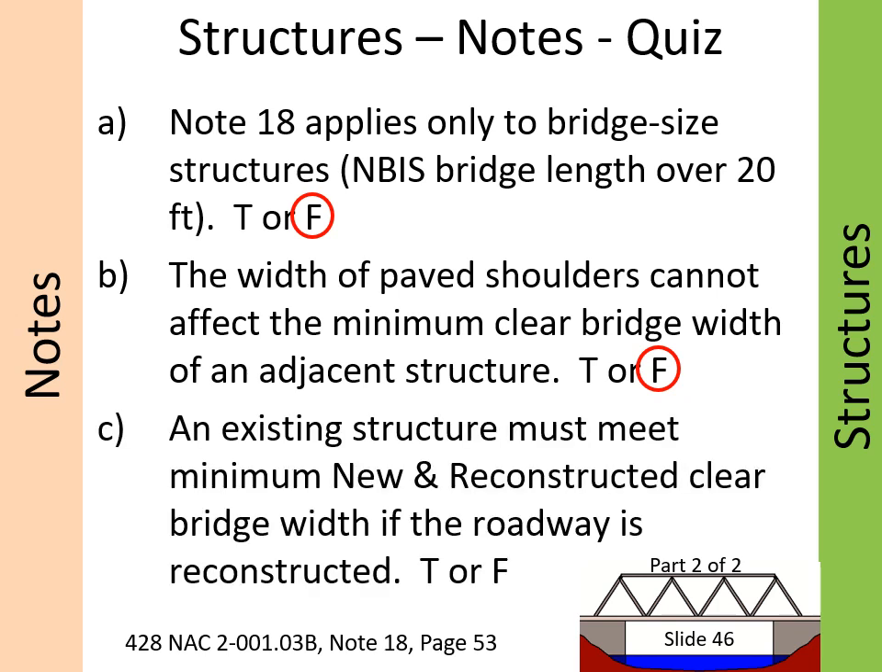Question C. An existing structure must meet minimum new and reconstructed clear bridge width if the roadway is reconstructed. True or false? The answer is false. Although it would be desirable to meet new and reconstructed clear bridge width, Note 18 sets the minimum requirement of 3R clear bridge width if the adjacent roadway is widened or reconstructed.